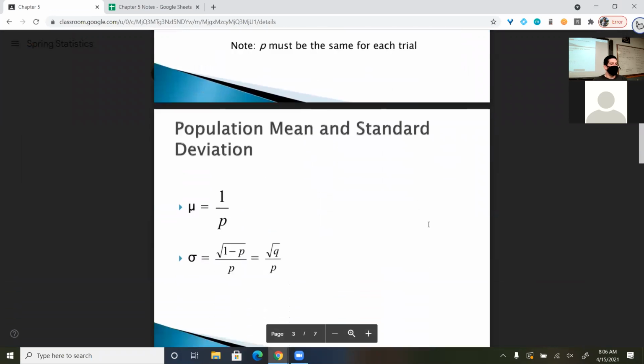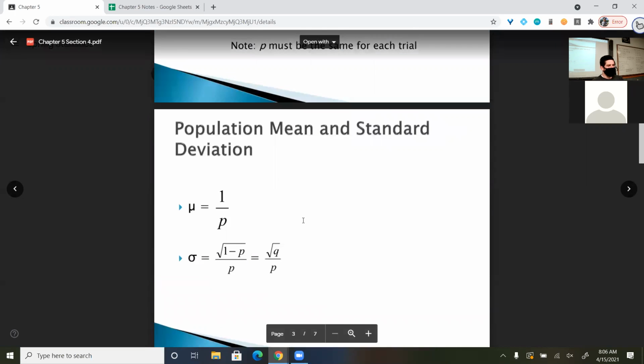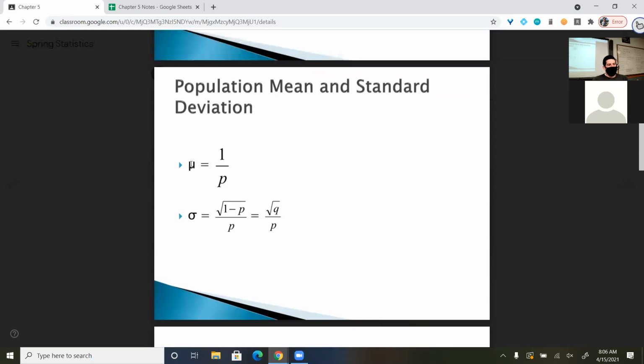The formulas for the mean and the standard deviations. This being mu, that's the population mean. We can also see it as x bar, but this is the expected number of times you expect to try something before succeeding. So if passing a class had a certain probability of success, how many times do I expect to fail the class before I pass? And then once you pass the class, you're not going to keep taking it because you would have already received the credit for the class.